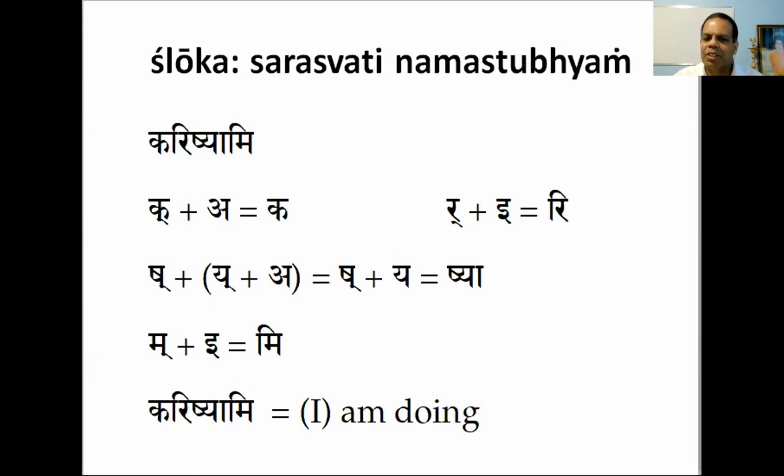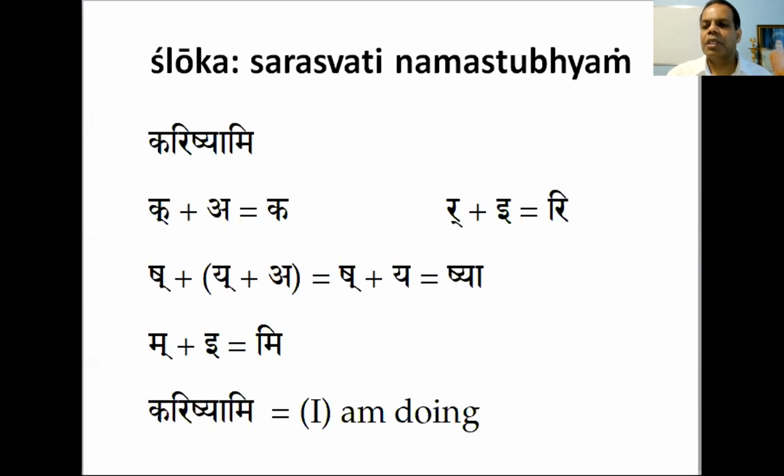So for your purpose, if you're doing something, Vidyarambham karomi means I am doing Vidyarambham. I'm doing it now. I do Vidyarambham. Karishyami means I'm starting out to do it. So there's a future aspect to Karishyami. For example, Arjuna in Bhagavad Gita is telling Krishna, Karishye vachanam tava. I will do as you say.